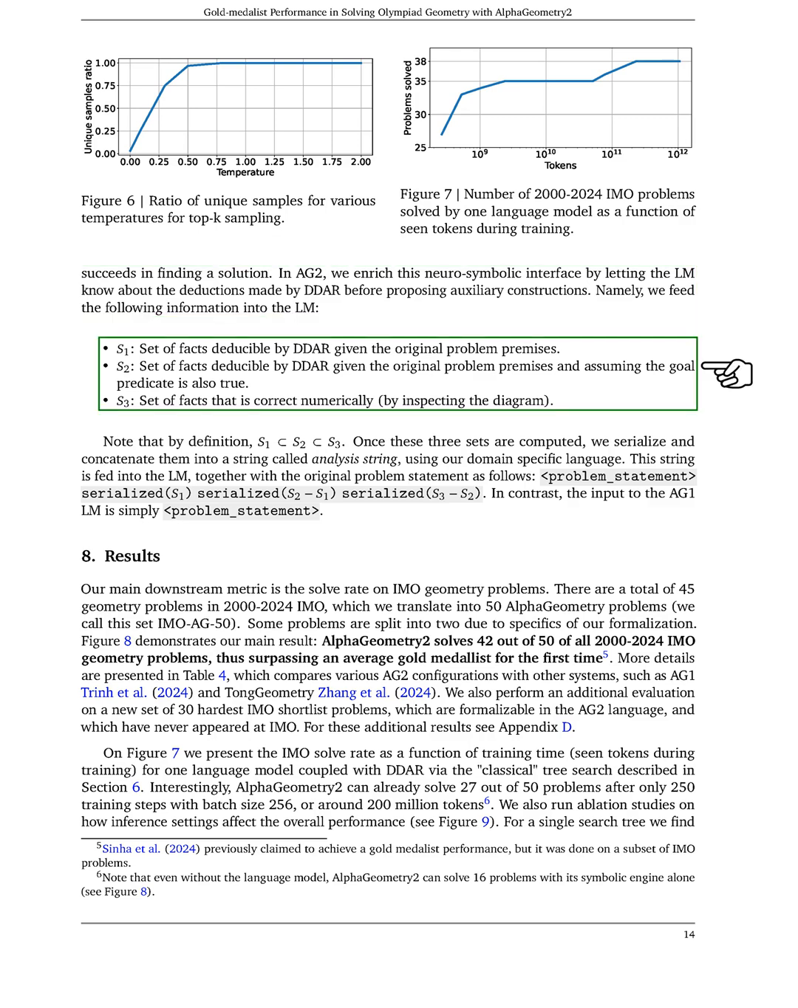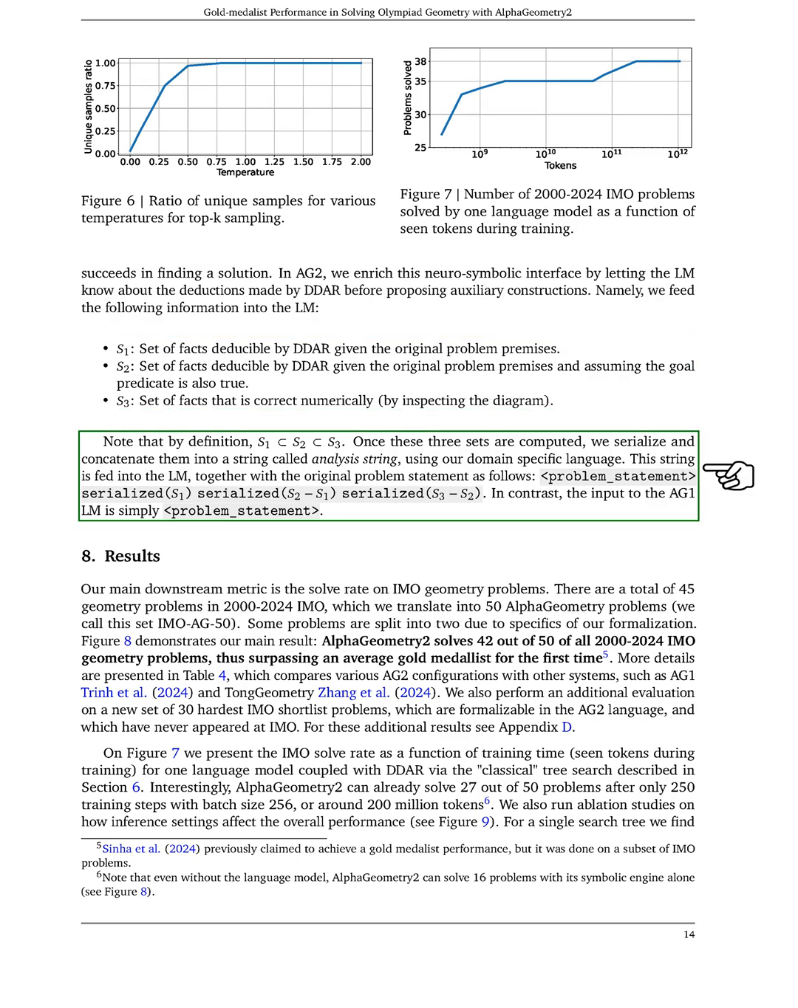We provide the LM with three sets of information: the facts deducible by DDAR from the original problem, the facts deducible assuming the goal is true, and the numerically correct facts based on the diagram. We serialize and concatenate these sets into an analysis string using our domain-specific language, which is then fed into the LM along with the original problem statement. In contrast, the input for the AG1 LM was simply the problem statement.